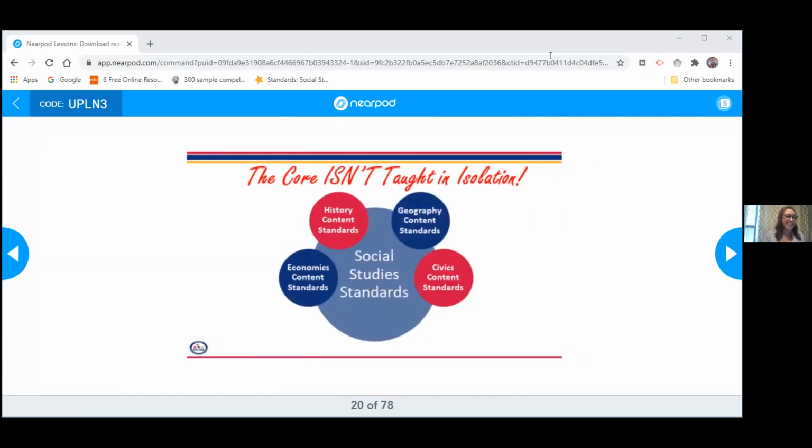And then lastly, we're not teaching in isolation anymore. The core is we're not just teaching history. So if we take a concept like the French Revolution, you can connect your economic standards to the French Revolution. So what was going on in the economy at the time of the French Revolution that caused the people to maybe want to rebel against their government? So that's your economic standards. Then you have your history, which is just, what happened and why did it happen?